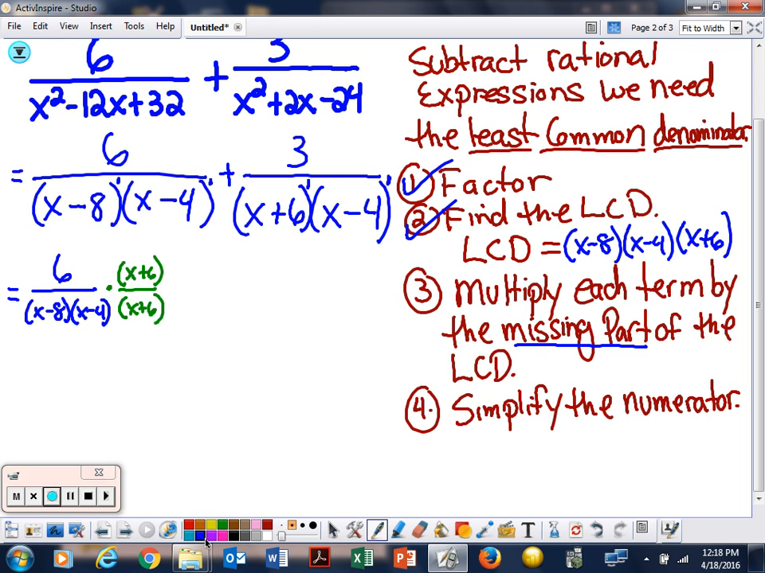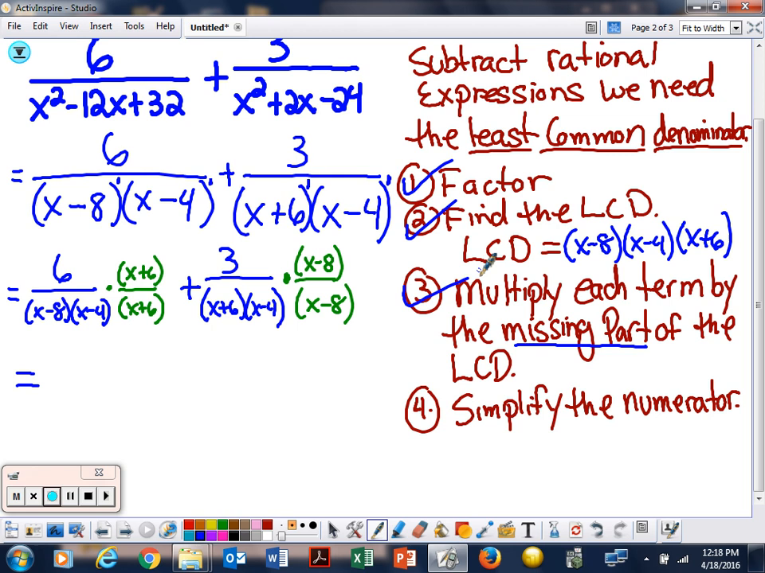Now I'm going to put the plus sign here, and then I have 3 over x plus 6 times x minus 4. And again, what's missing in this one? The x minus 8. So I'm going to multiply the top by x minus 8 and the bottom by x minus 8. So now I have my least common denominator. All right?